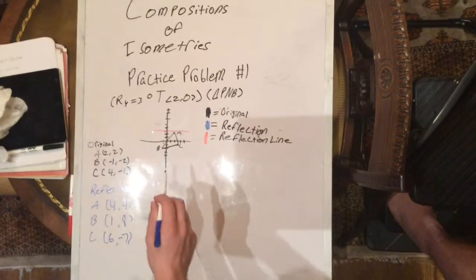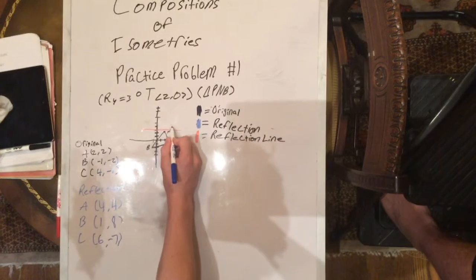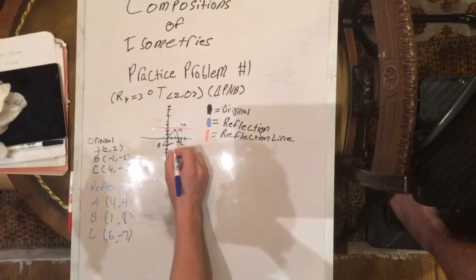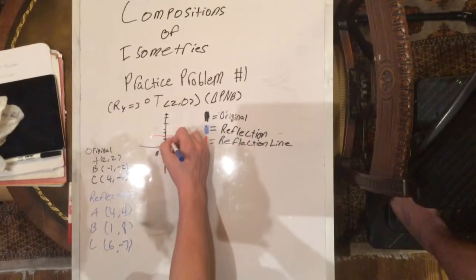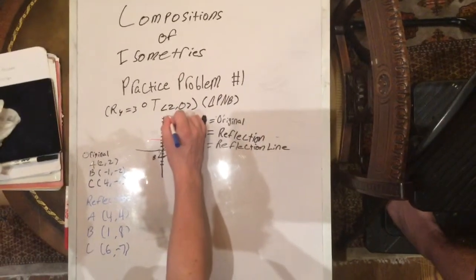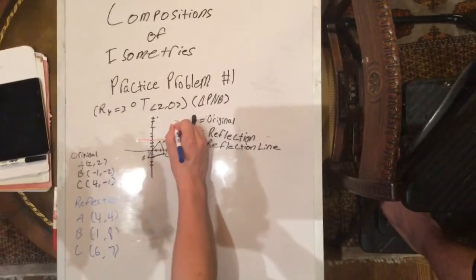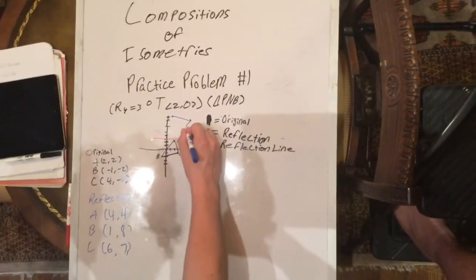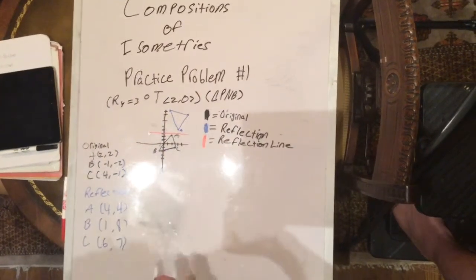And then we are going to graph that. So for A, it's 4, 4. B is 8, 1, and then C is 7, so 6, 7. And that is the reflected and translated image.